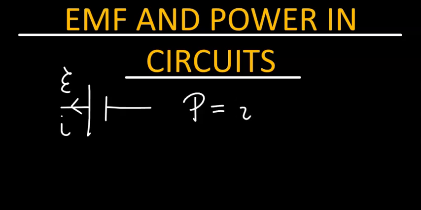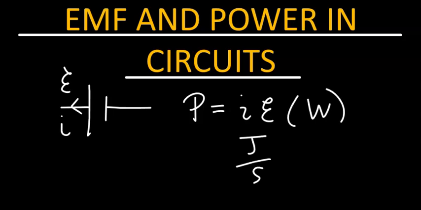Next, let's look at power. If you have a battery with EMF E and it provides a current I to the rest of the circuit, we say the rate of production of electrical energy of this battery, P, is I times the EMF, and the unit is of course watts or joules per second.